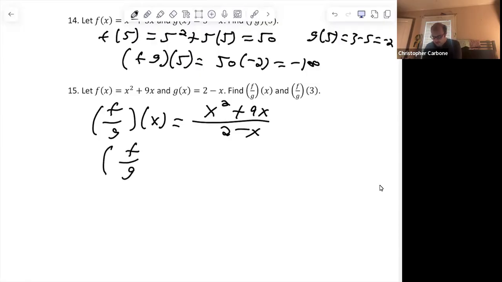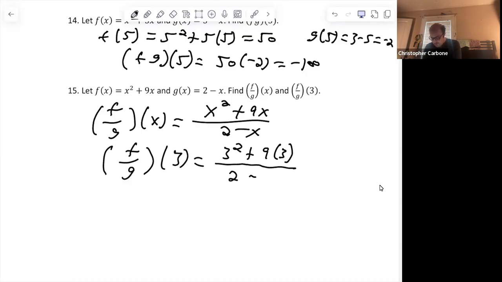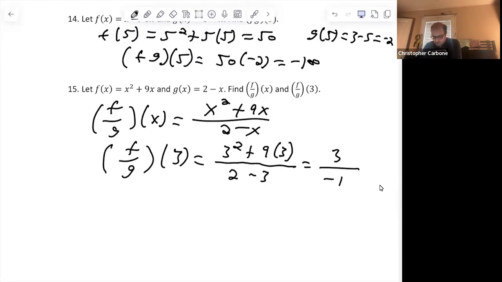And f divided by g of 3 would be 3 squared, so 9, plus 9 times 3, which would be 27, divided by 2 minus 3. So we have a negative 1 in this denominator. And what did I say this was? 9 plus 9 times 3, so 9 plus 27 should be 36. Divided by negative 1, so negative 36.